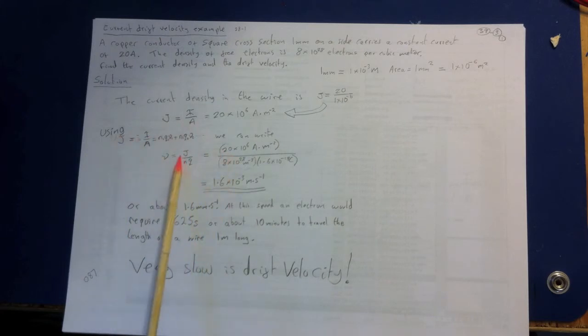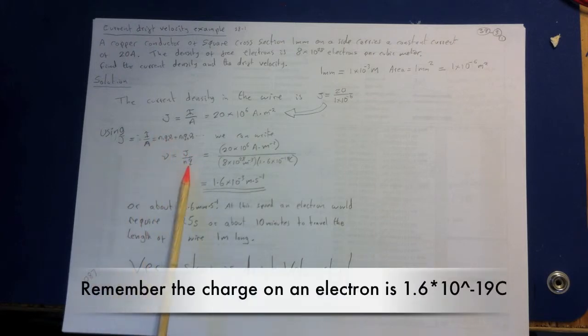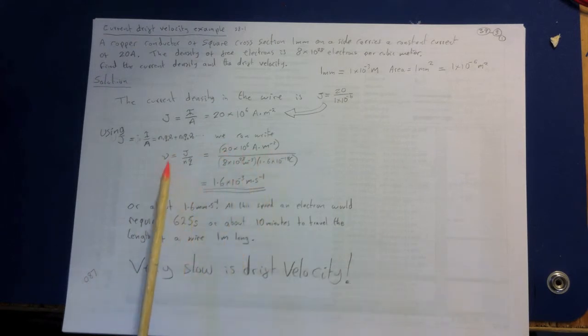So we've got the current density. We can rearrange that for V. As we've got the current density, we've got the charge, and we've got the number of electrons per cubic meter. So let's plug these in and see what the velocity is in this example. So with these values plugged in, we find that the drift velocity is 1.6 times 10 to the minus 3 meters per second. Well, that's interesting. Or we could easily say about 1.6 millimeters per second.